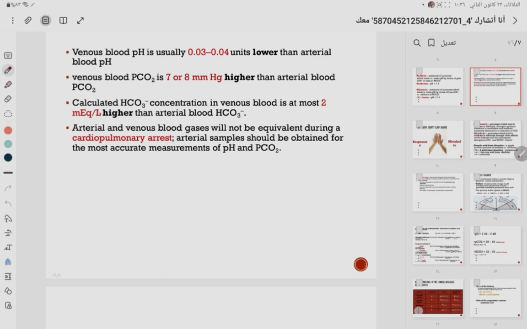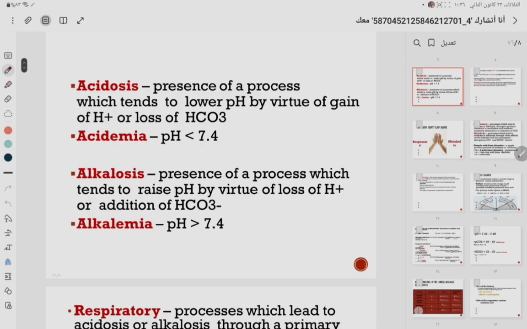Acidosis is the presence of a process which tends to lower the pH by virtue of gain of H plus or loss of bicarb. So it is either retention of acid or loss of base. Acidemia is pH less than 7.4, or 7.35. Alkalosis is the presence of a process that tends to raise the pH by virtue of loss of H plus, loss of acid, or retention of base, which is more than 7.4. Next.